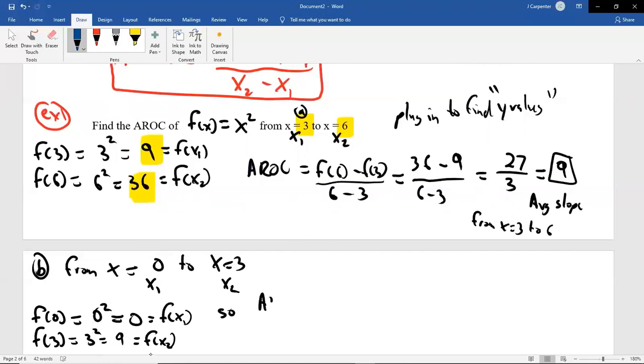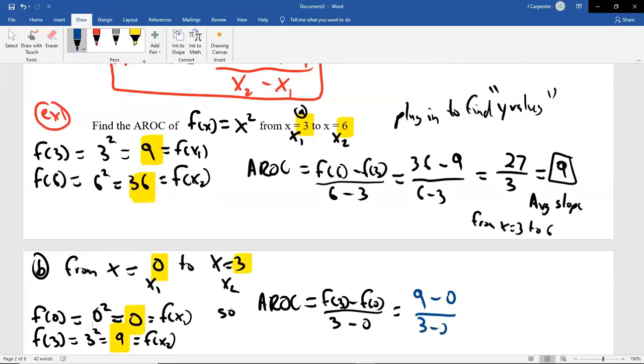So our average rate of change, that's f of 3 minus f of 0 over 3 minus 0. So again, the numbers we're plugging in are the 9, the 0, the 3, and the 0. So the f of 3 was the 9. The f of 0 was 0. Then the bottom was just 3 minus 0. We already have those numbers. 9 minus 0 is 9, 3 minus 0 is 3, and 9 divided by 3 is 3. It has a much smaller slope.